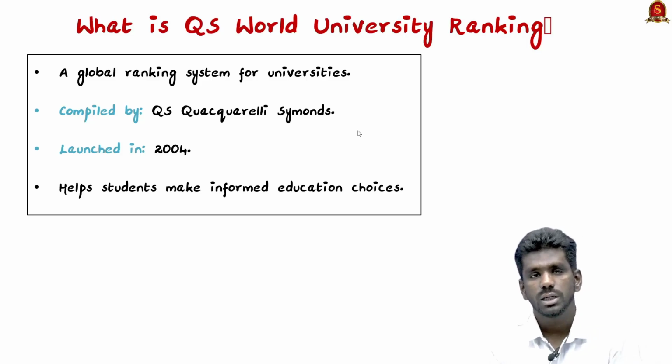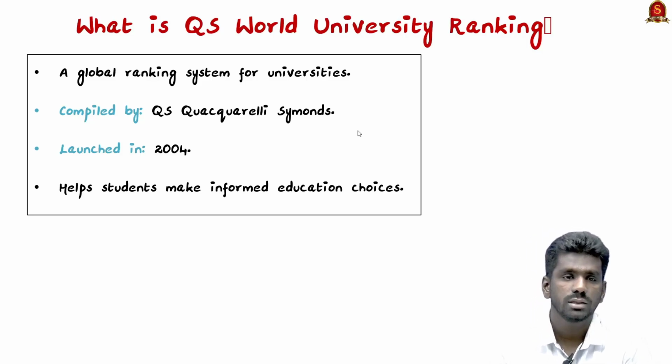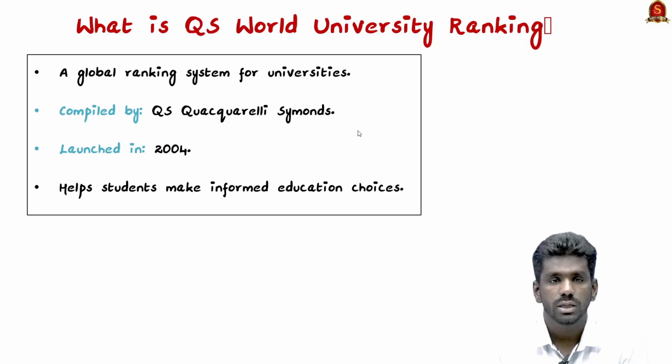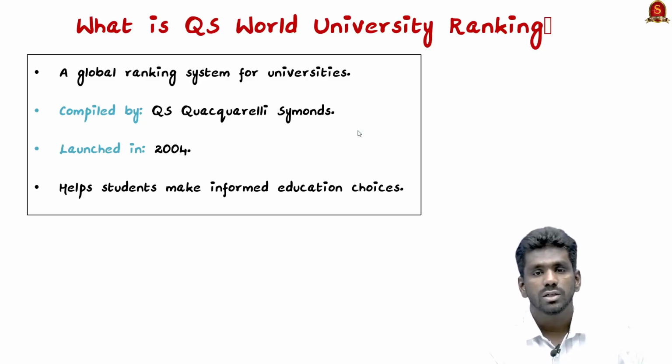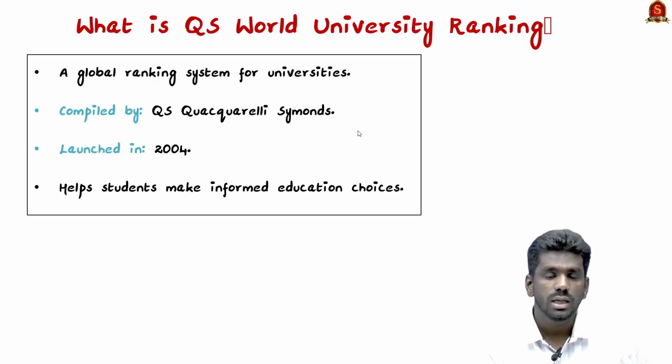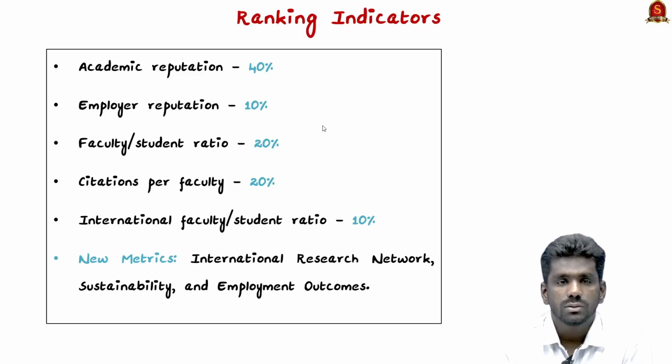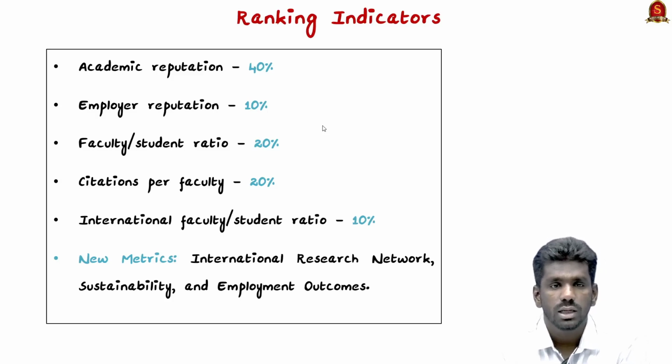QS World University Rankings is a globally recognized system which evaluates and ranks universities worldwide. It is compiled by Quacquarelli Symonds, which is a higher education analytics firm. It was first launched in 2004. The rankings help to make students more informed about higher education based on the rankings of universities on various key indicators. The indicators used by the QS University Rankings are listed here. You can take a look at it.